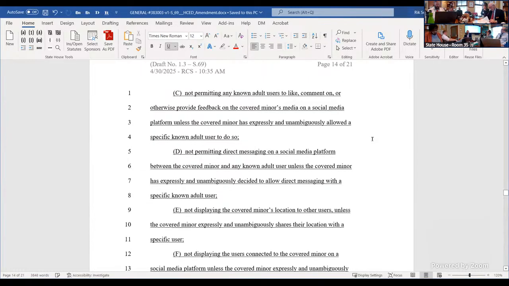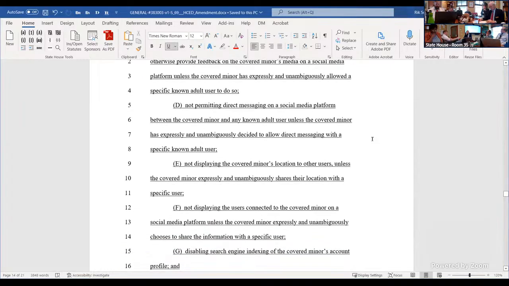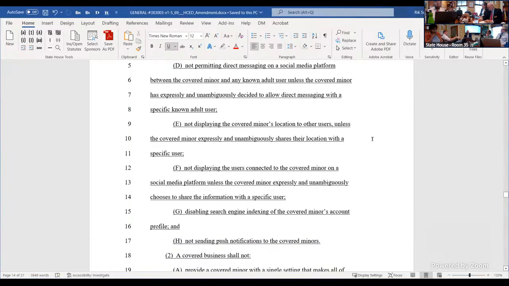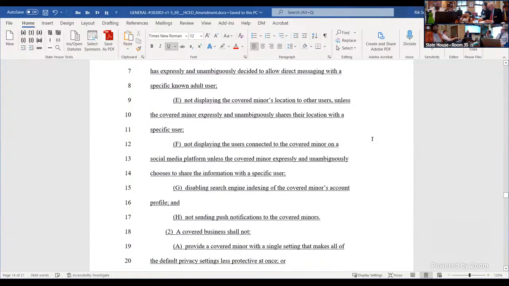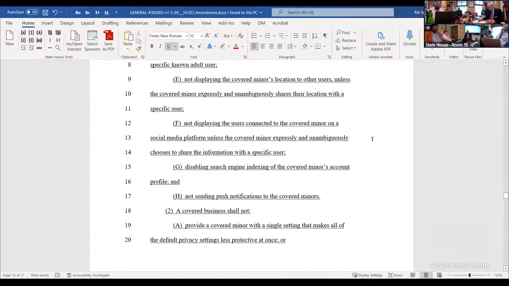Not permitting any known adult users to like, comment, or otherwise provide feedback on their media unless the covered minor has expressly and unambiguously allowed them to do so. Not permitting direct messaging on a platform between the covered minor and any known adult user unless the covered minor has expressly allowed it. Not displaying the covered minor's location to other users unless they have chosen to do so. Not displaying the users connected to the covered minor on a platform unless they have chosen to do so.